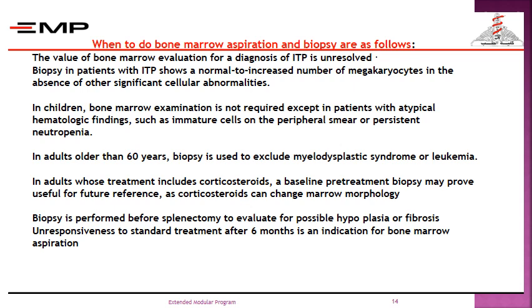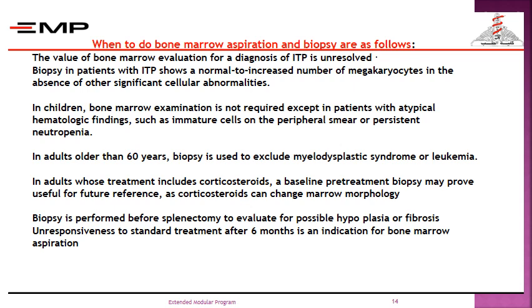In children, bone marrow examination is not required except in patients with atypical hematological findings, such as immature cells like blasts on the peripheral smear or persistent neutropenia. In adults older than 60 years, biopsy is used to exclude myelodysplastic syndrome or leukemia.